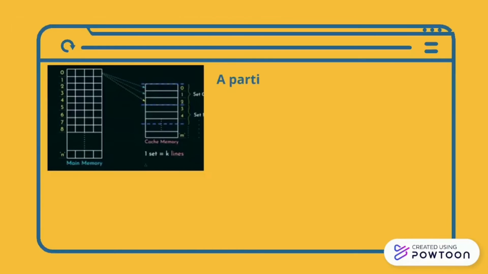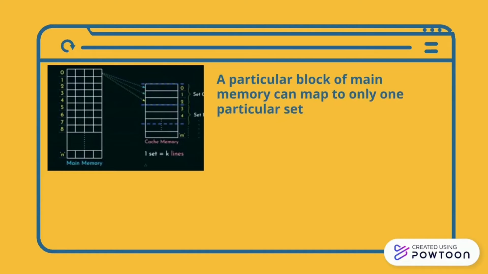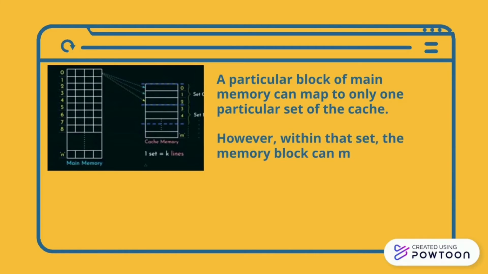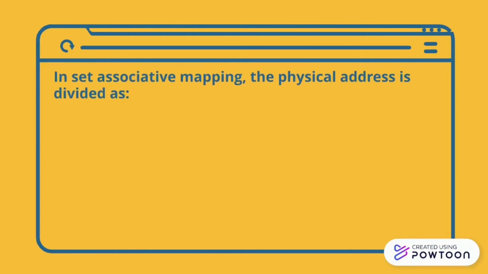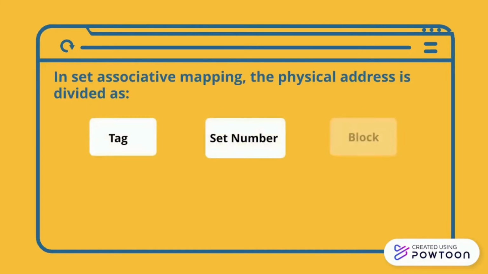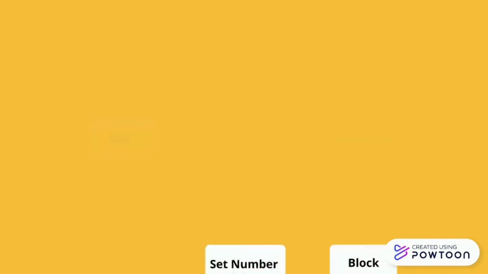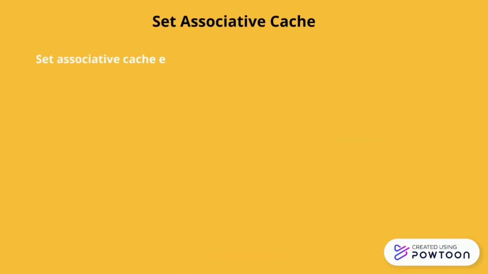A particular block of main memory can map to only one particular set of the cache. However, within that set, the memory block can map to any freely available cache line. In set associative mapping, the physical address is divided as tag, set number, and block offset. Set associative cache employs the set associative cache mapping technique.